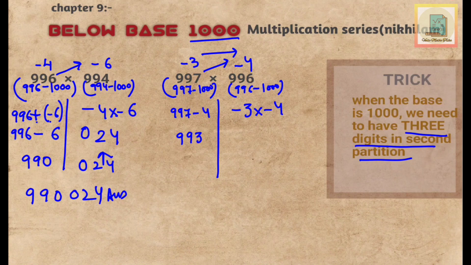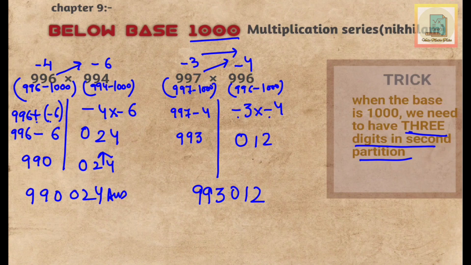And here in the second partition, we get 3 4s are 12. And minus multiplied by minus is plus. So plus 12. Now here, since the base is 1000, we need to have 3 digits in the second partition. So we'll add 0 before 12. So our final answer will be 993012.